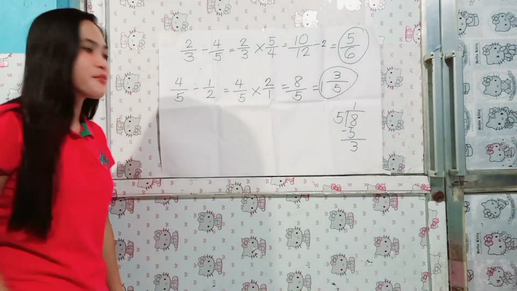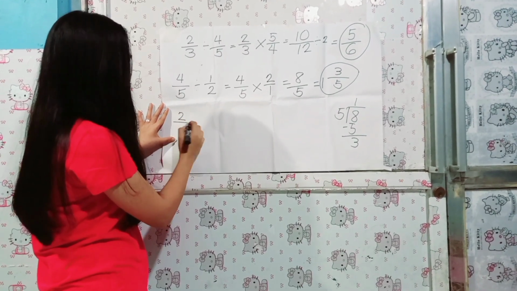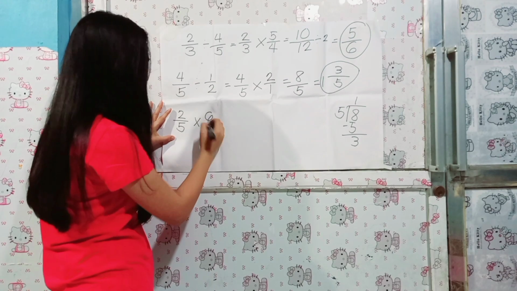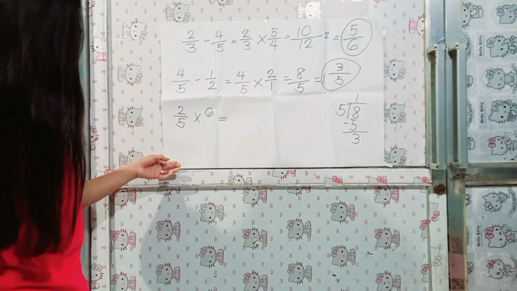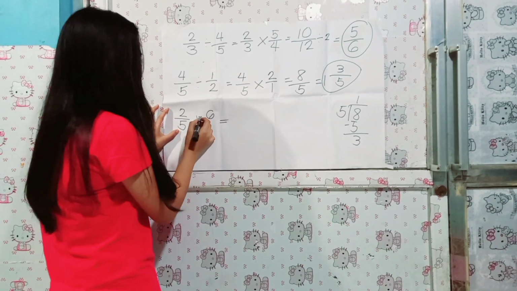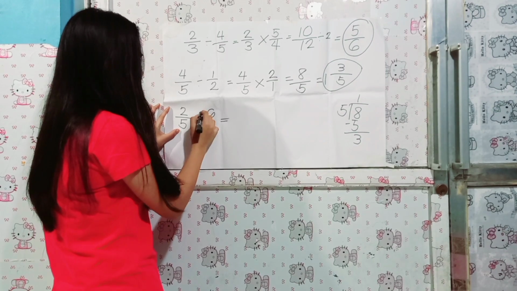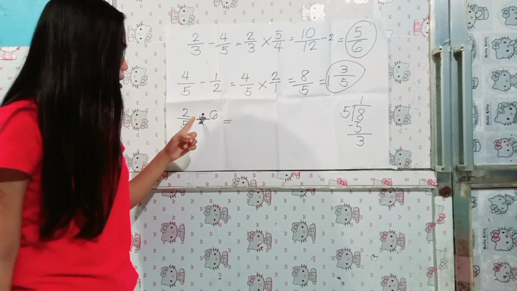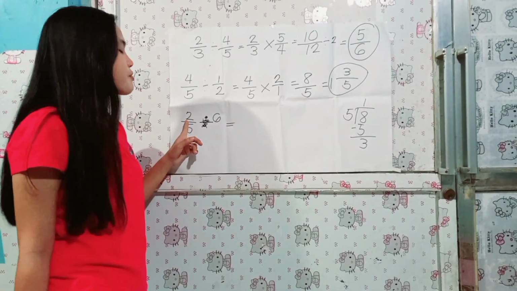Okay, let's have another example. We have 2/5 divided by 6. Again, let's have this. 2/5 divided by 6. So, follow the rule.